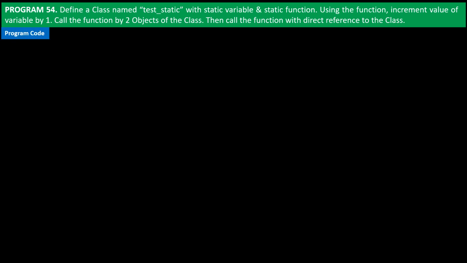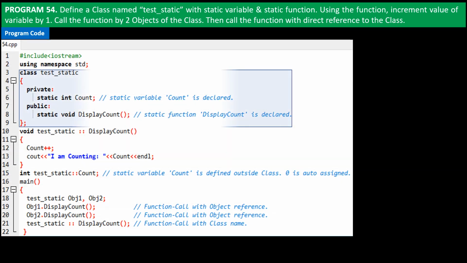So here we go with the program code. And this is the class named testStatic. In here, we declare 2 static members. We first declare the static integer variable count. It is defined outside the class as on line 15, where we inform the compiler that count, belonging to the class named test_static, is of type integer. Note the 2 colons, or the scope resolution operator, which is used to refer to the class name.